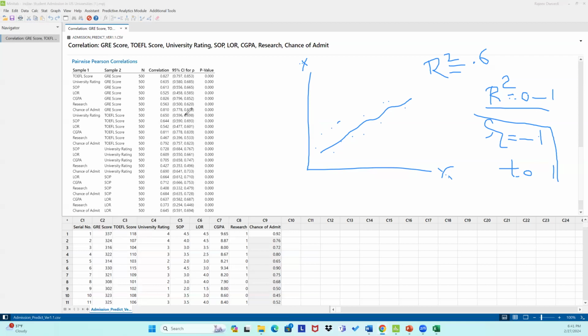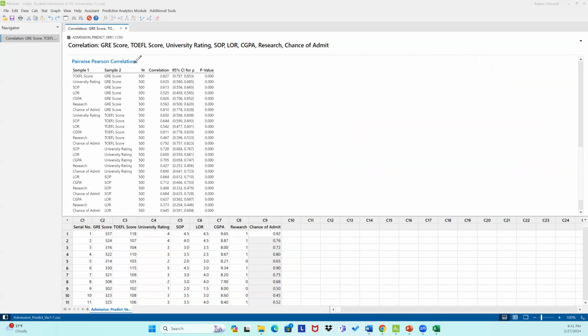Basically, multicollinearity we have to check, and there is VIF, the variance inflation factor. So we are going to follow one by one. Sorry, I'm jumping ahead. Okay, so let's go. So this is correlation. Now let's go into regression.